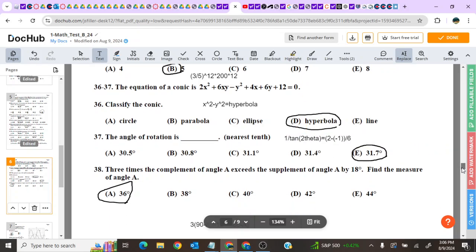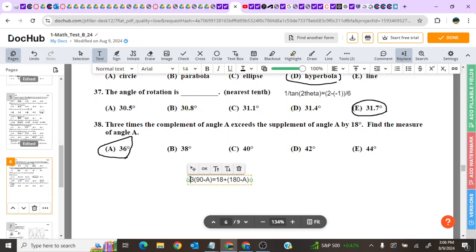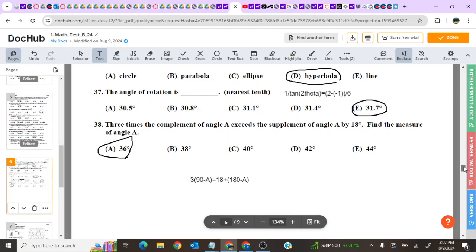3 times the complement of angle A exceeds the supplement by 18. What is the measurement of angle A? Well, just write that equation. 3 times the complement, so 90 minus A, is equal to 18 plus the supplement, so 180 minus A. Do that, solve for A, and you get 36 degrees.